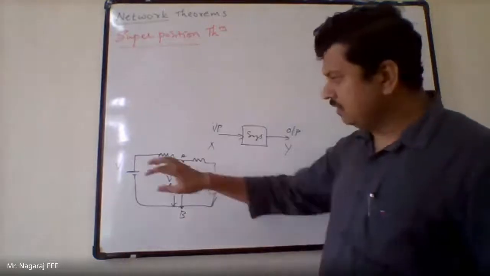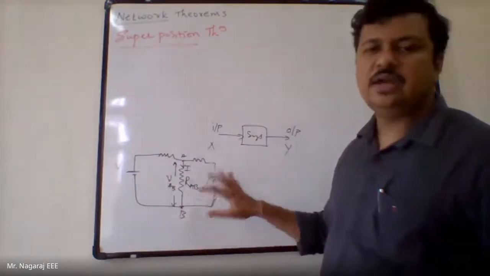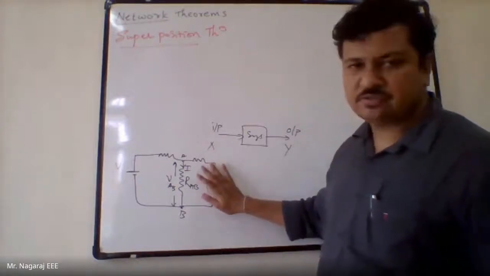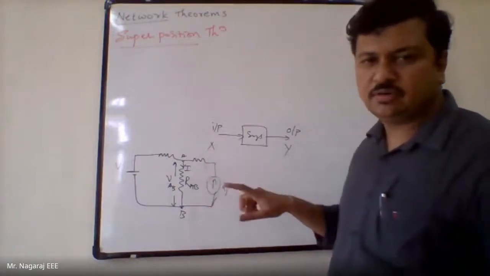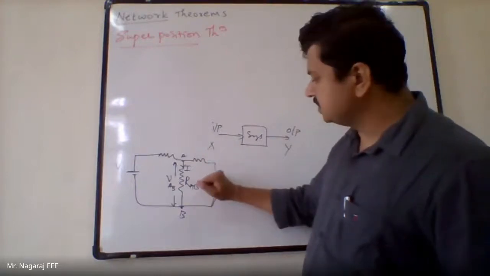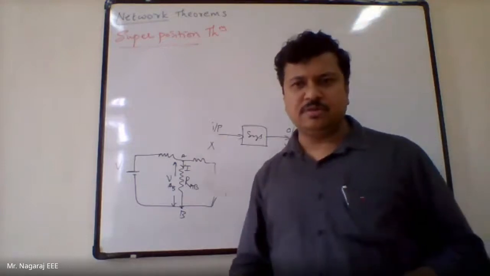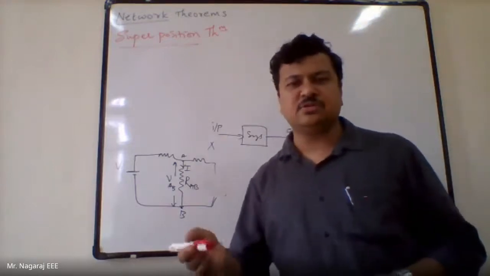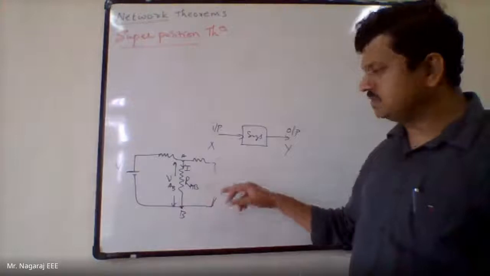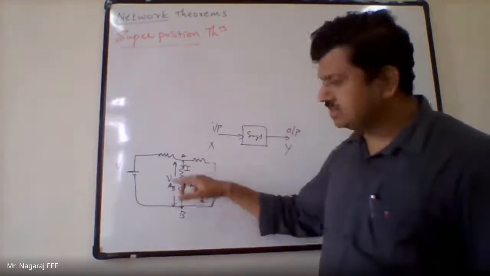Okay, so what I will take, I will consider this source. I will keep all other sources, if present, inactive. That is, I will deactivate this source. I will make the source value 0. So when I make the source value 0, the current source must be open circuit. If I make the current 0 in any branch, that branch has to be open circuited. So the current source must be kept open. Then find the value of current in this resistor.